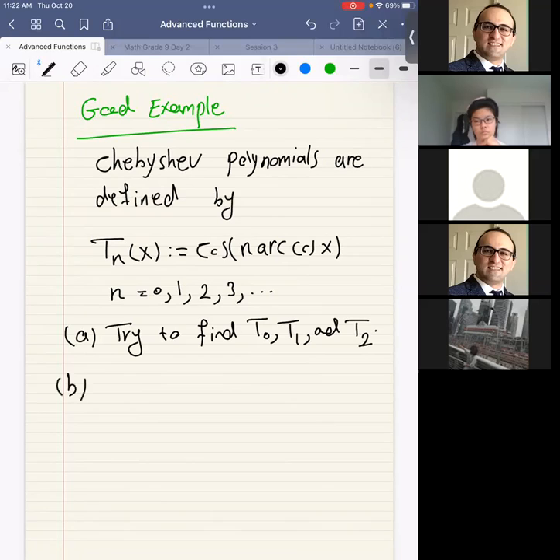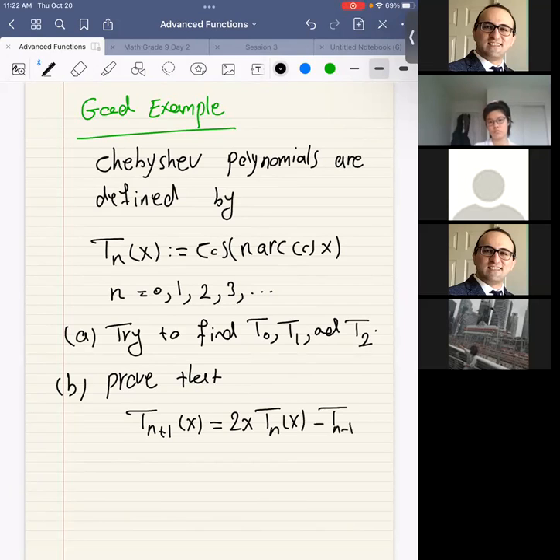And part B, prove that T_{n+1}(x) is equal to 2x times T_n(x) minus T_{n-1}(x). This type of formula that I wrote here is sometimes called a recursive formula, or reduction. So what does recursive mean?